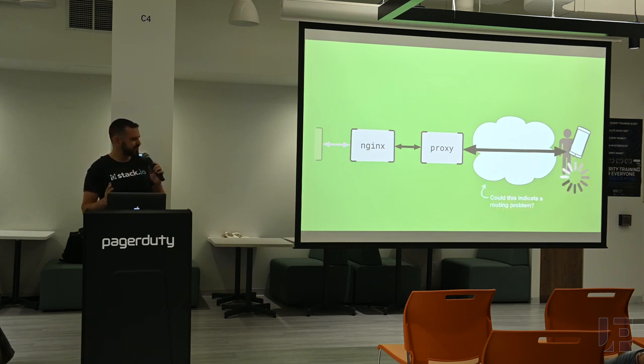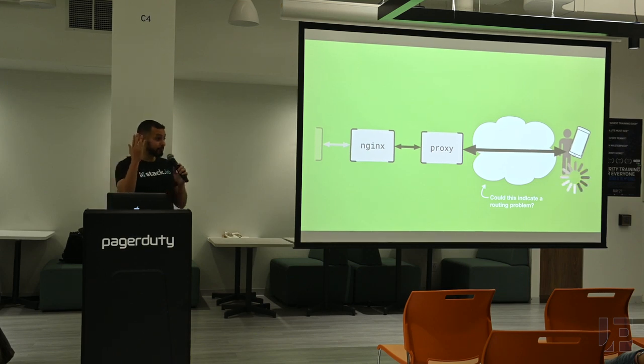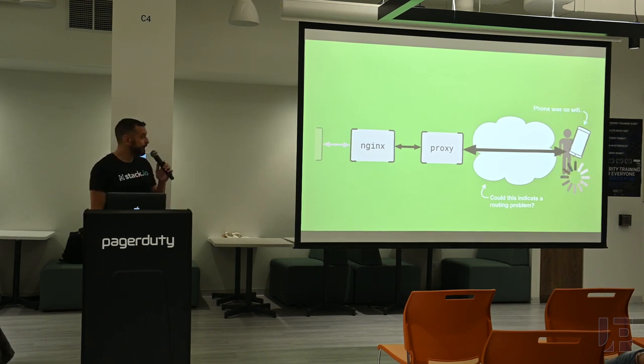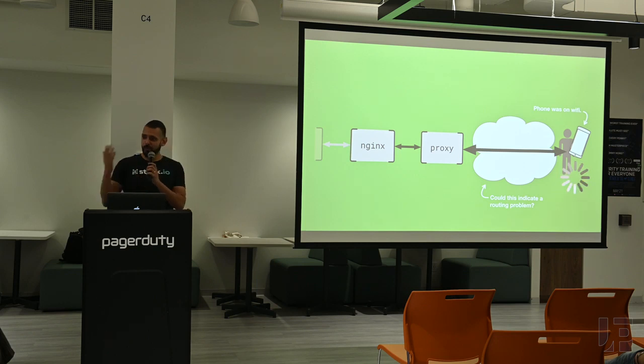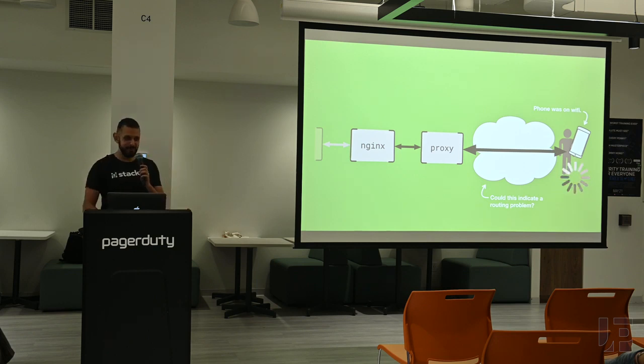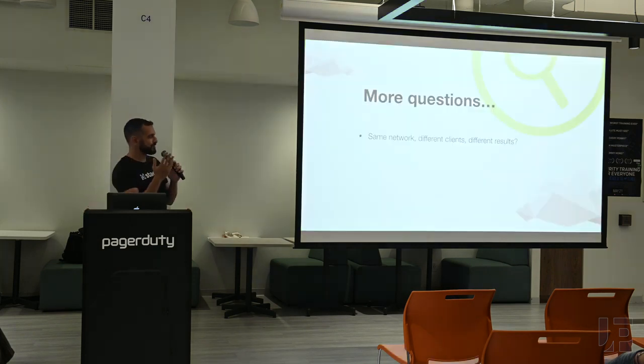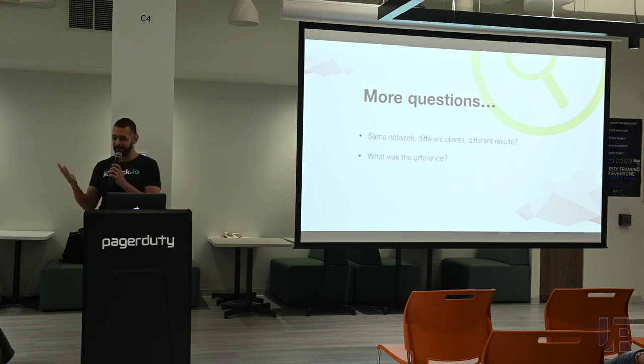Which is very strange. I thought, okay, it's not working on my cell phone, maybe there's a routing problem, right? Trying to confirm it. My cell phone is going through the cellular network and my laptop is going through the Wi-Fi. It's got to be a routing problem, right? Except my phone was on Wi-Fi as well, so it's going through the same network. This is confusing. Same network, different clients, different results. What is the pattern over here?